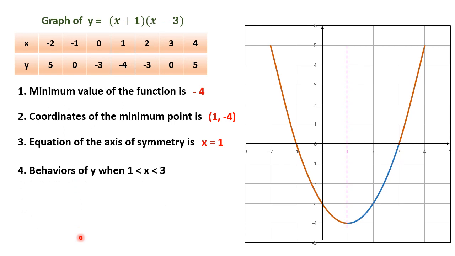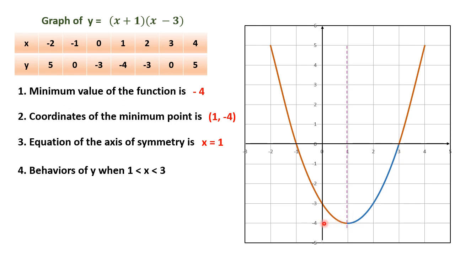Question number 4. Behaviors of y when x is greater than 1 and less than 3. The x value 1 is here. The x value 3 is here. Behaviors of the graph between 1 and 3 of x. So between 1 and 3, the specific part of the graph is shown here in blue color. Behaviors of the part shown in blue.